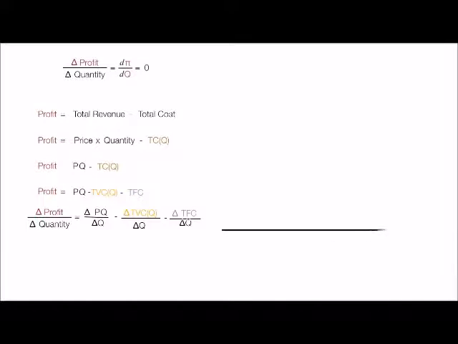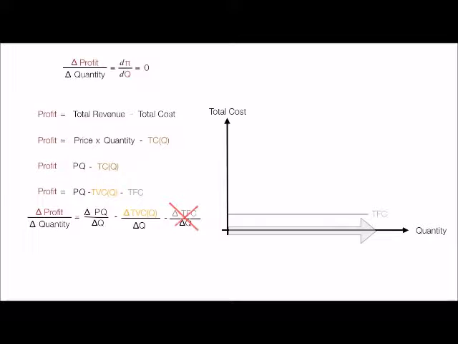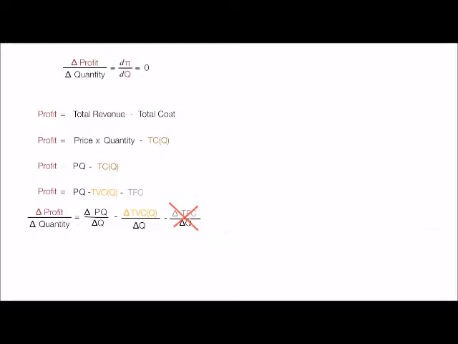So let me show you this here, quantity and total cost. I'm going to draw the total fixed cost curve in. Notice it doesn't change with quantity. It is fixed, so I can disregard that. It would be 0. Now I'm going to use proper calculus notation, and so I can write this as D, which is change in price times quantity, divided by the change in quantity, and that D still means change, minus the change in total variable cost divided by the change in quantity. And I'm taking the first derivative.